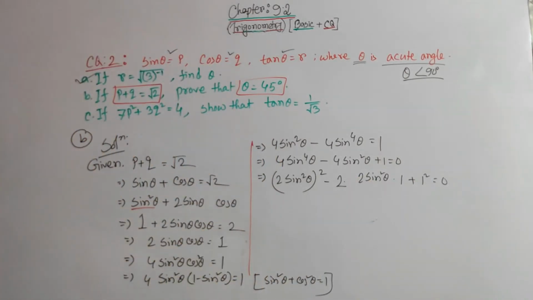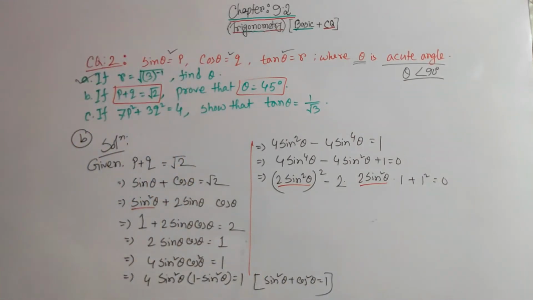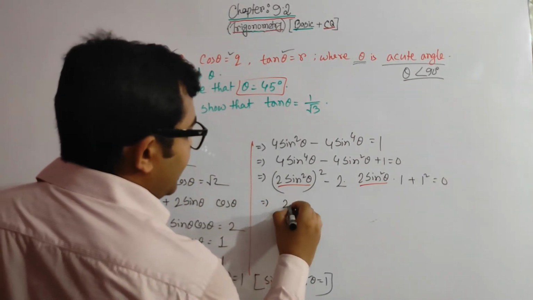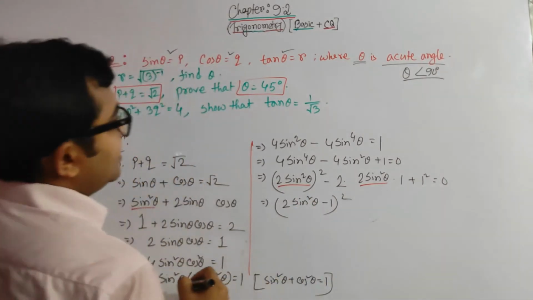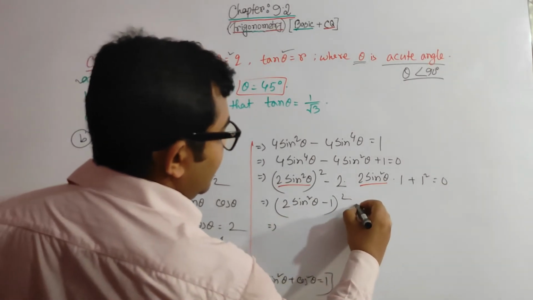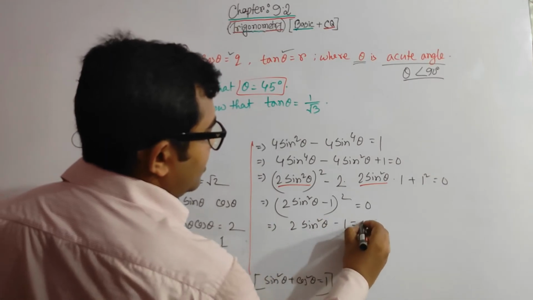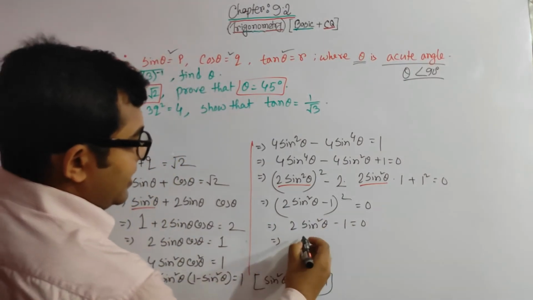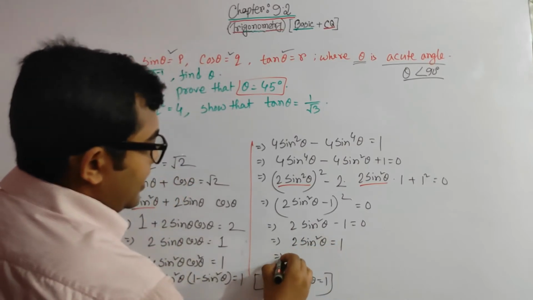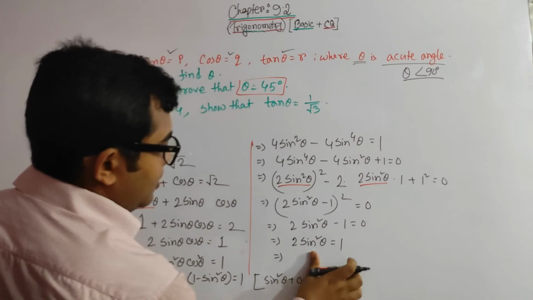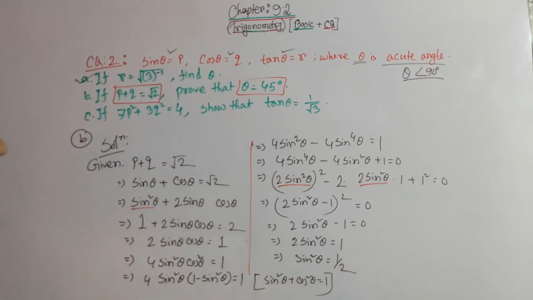So here we are just thinking that this part is our a. So a² − 2ab + b². So we may go for the formula (a − b)². Since it is (a − b)², then we may write here 2 sin²θ − 1 = 0. If it is this, then we may write 2 sin²θ = 1, and here sin²θ = 1/2.